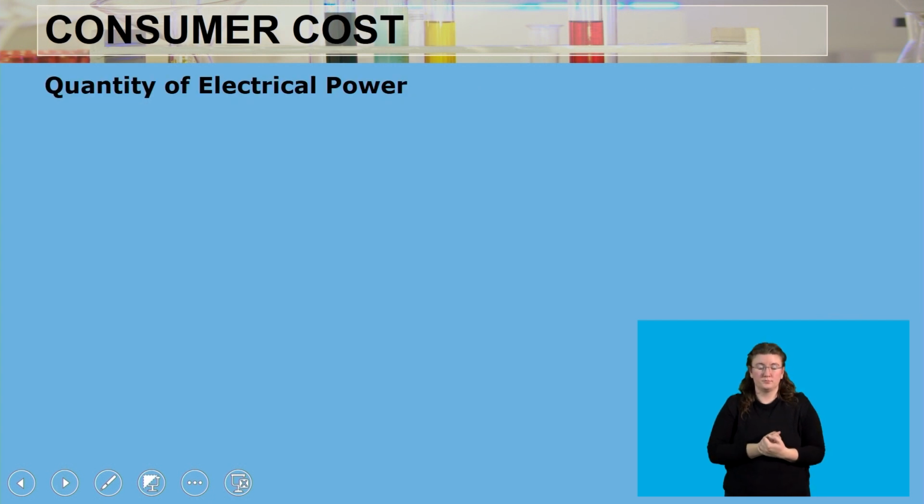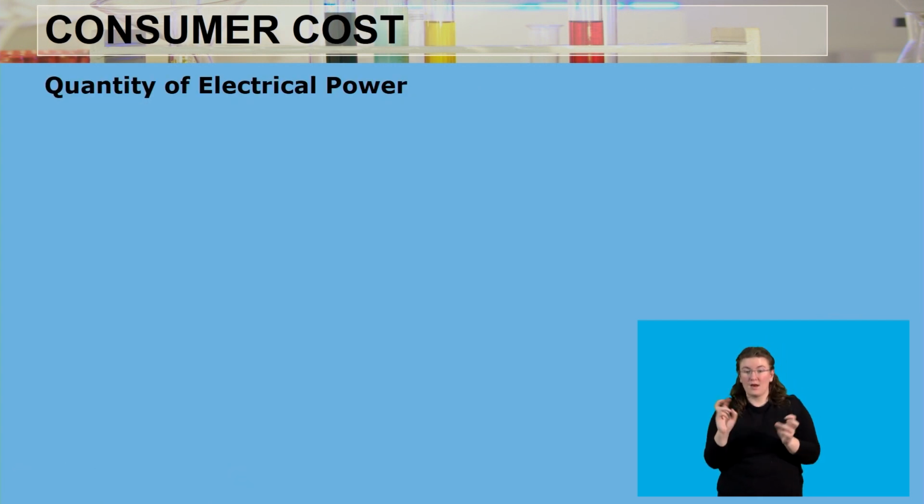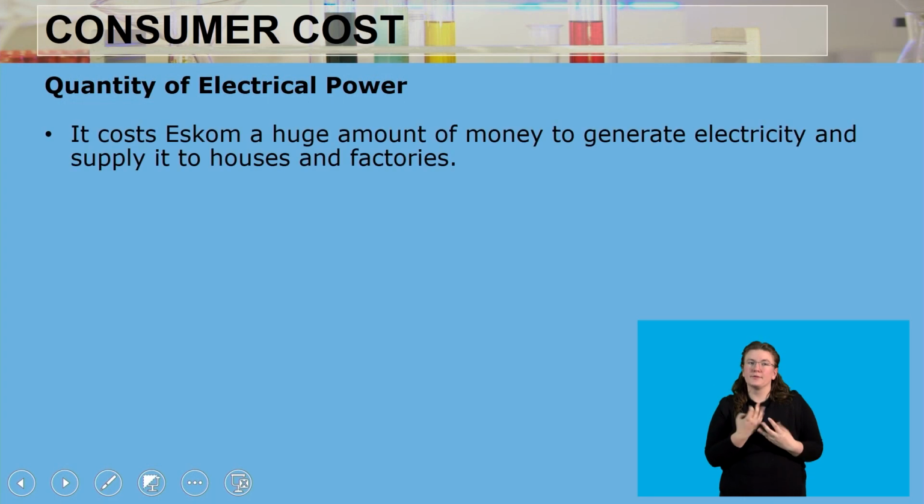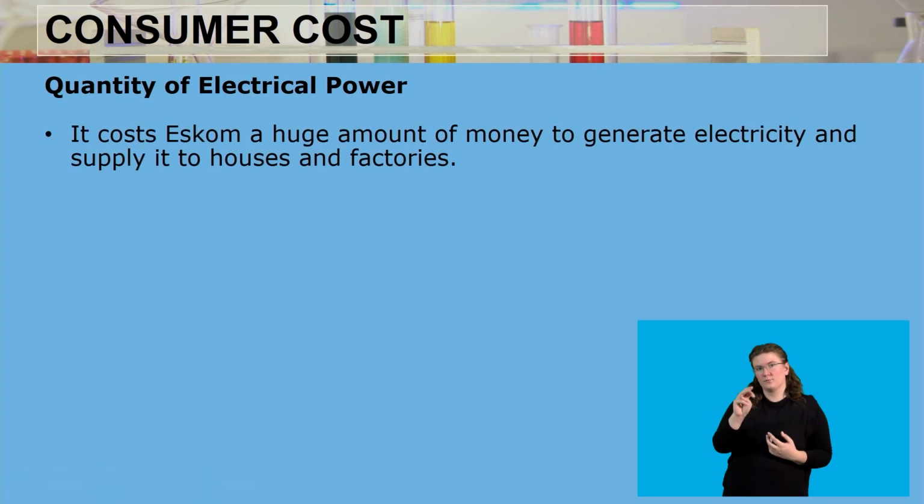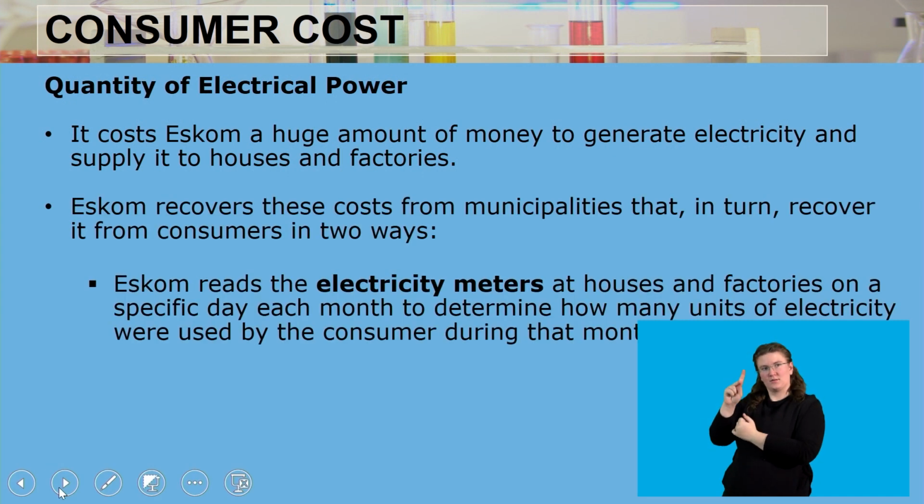Now, after you have saved that electricity, you're then going to be able to know how much you need for the month or how much you need for the week. So let's look at now the consumer cost of electricity. So the quantity of electrical power, let's start there. It costs Eskom a huge amount of money to generate electricity and supply it to houses and factories. So Eskom is spending a lot of money to generate the electricity so that it can be supplied to your house, supplied to the factory that is making all the things that we are using on a daily basis.